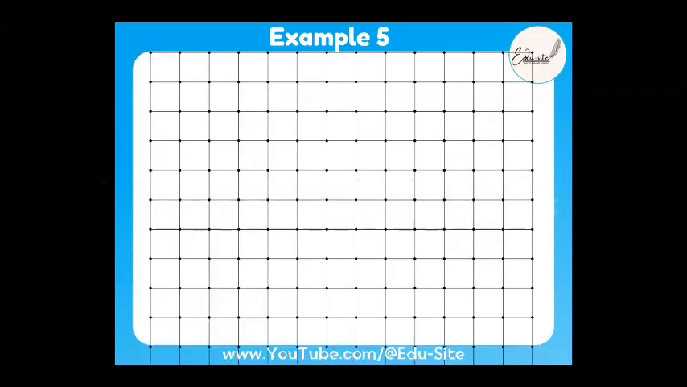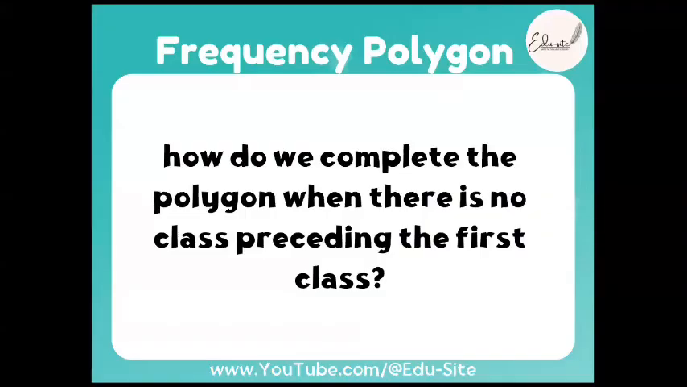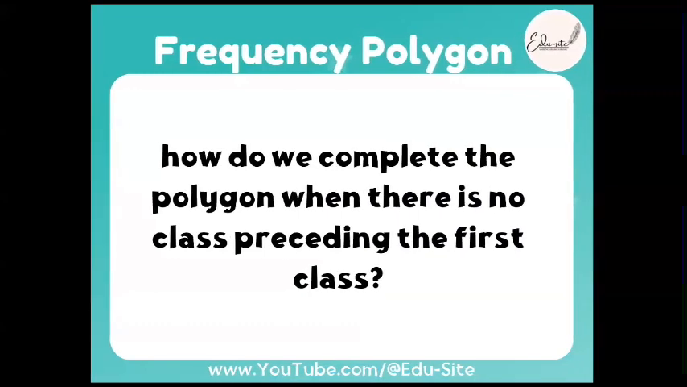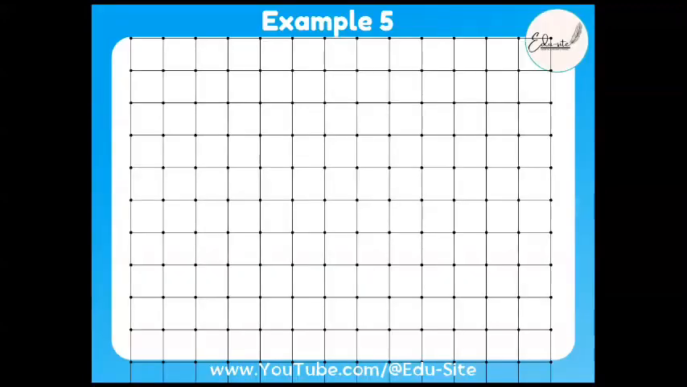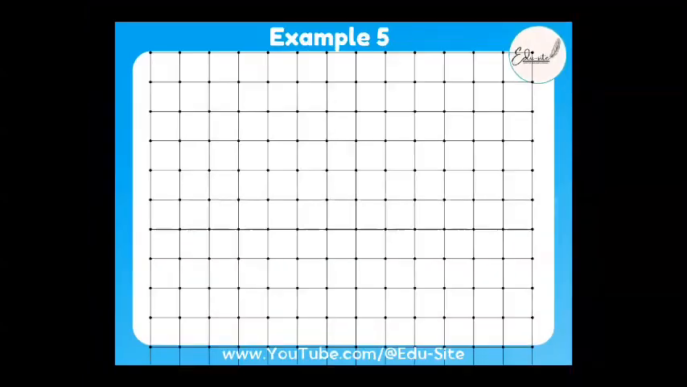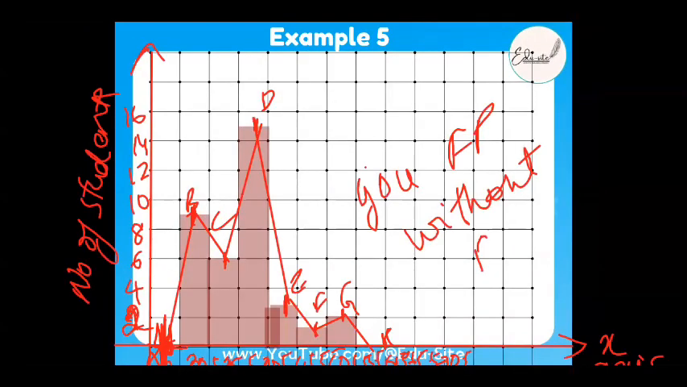How will we do it? Can you please tell me how we can do this? How do we complete the polygon when there is no class preceding the first class? Okay, there's another question here. Do you know we had this graph here, right? Yes.